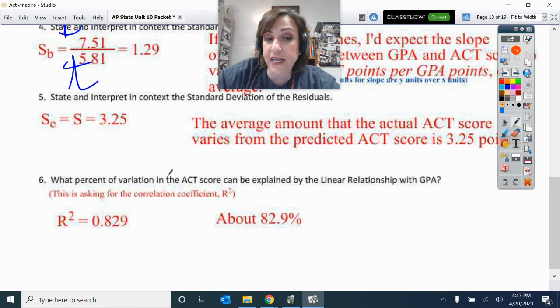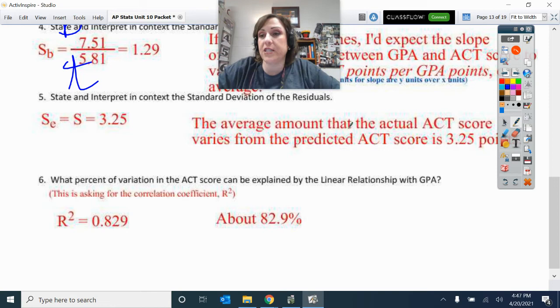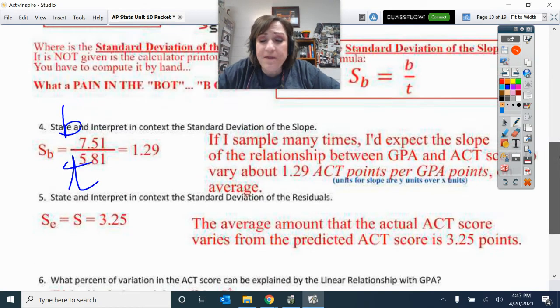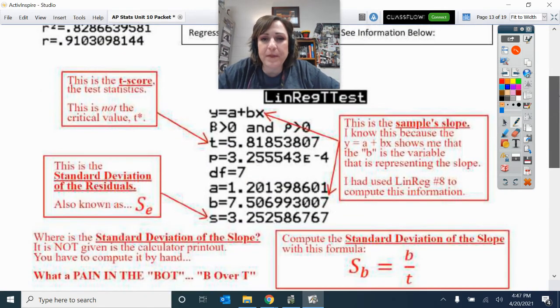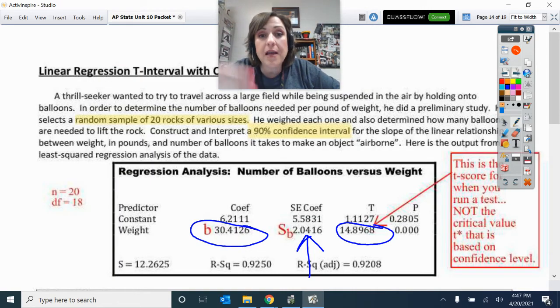Now look here: what percent of variation in the ACT score can be explained by the linear relationship with GPA? That verbiage should ring a bell. That is our correlation coefficient. So I just stated what that correlation coefficient was. That's the final little tricky thing: being able to know how to use the tools you have, whether all you have is the calculator tool, how can we get that standard deviation of the slope? Or if all we have is this computer printout and we have some things missing, how can we handle that?